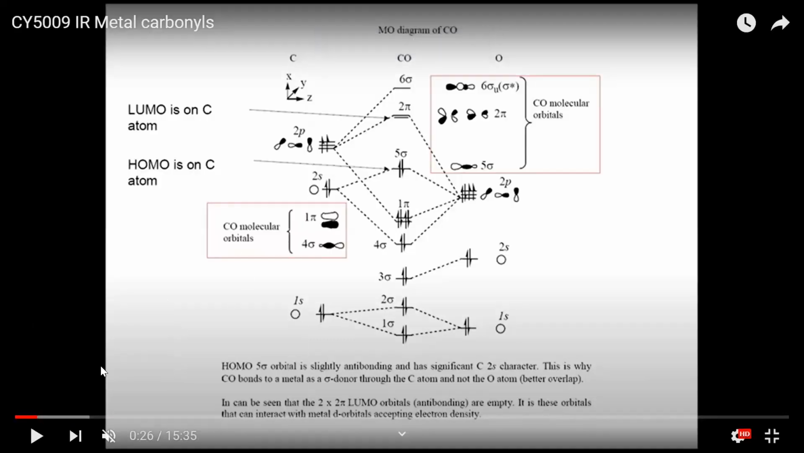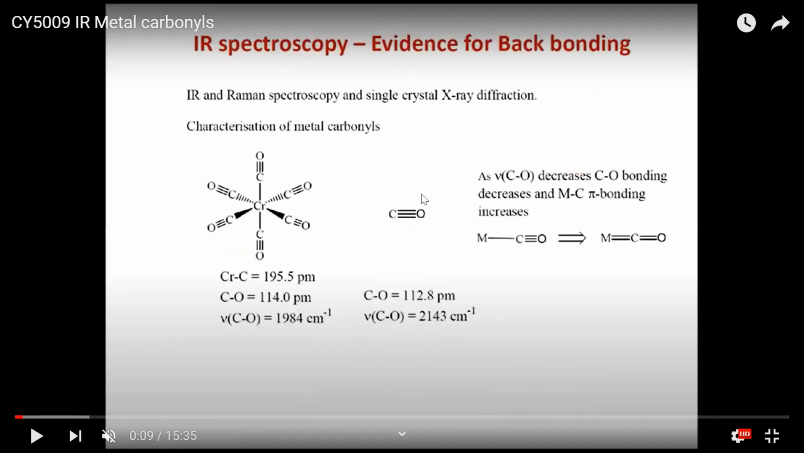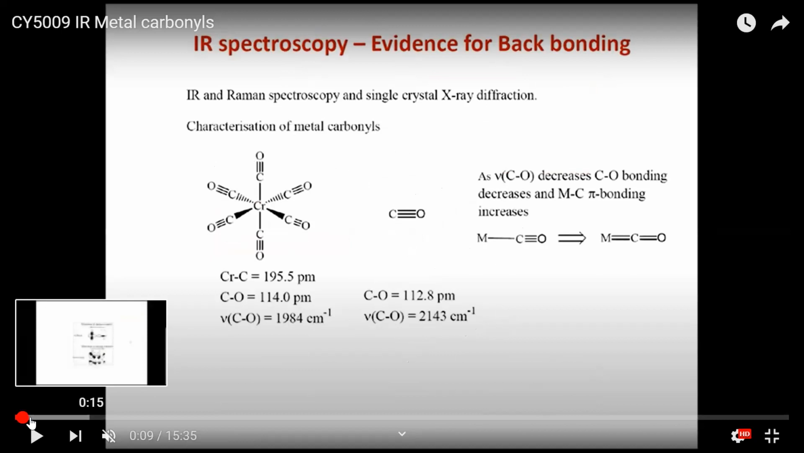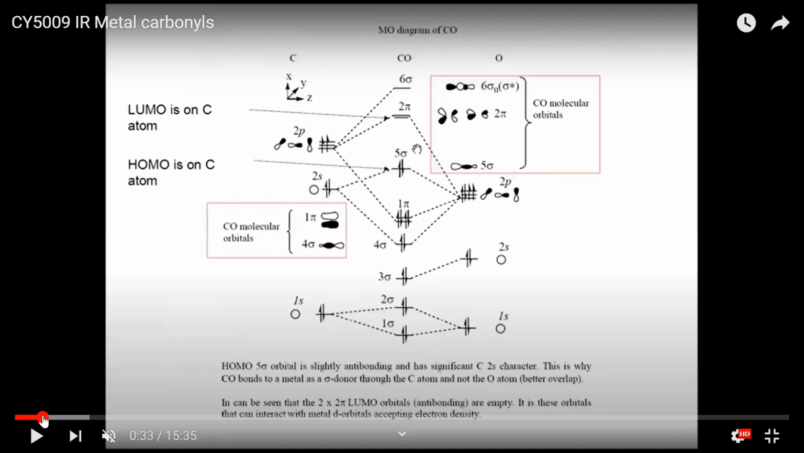Okay, now when it comes to the metal carbonyls, one thing you have to understand is how carbonyls are bonded to the metal center. When you look at the molecular orbital diagram of carbonyl, what happens is this: you have the HOMO, which has got filled electrons.